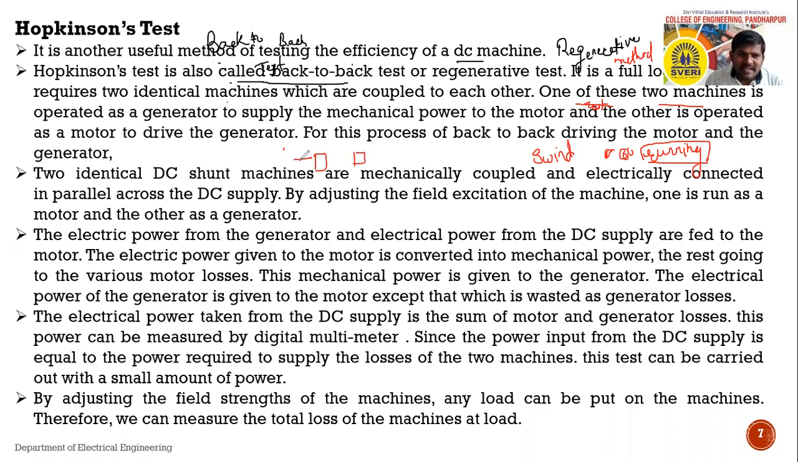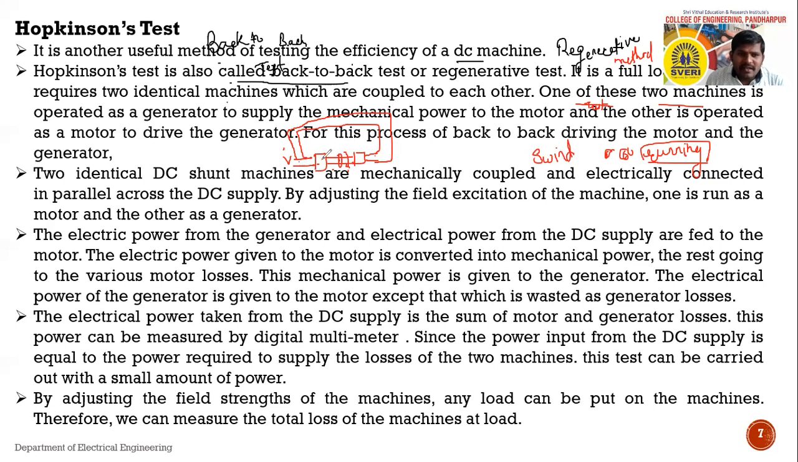Suppose this one is the motor, this one is the generator. If we give supply voltage to the motor, it will start. There is a direct coupling between the motor and generator. So if the motor starts rotating, the generator will also start rotating. And the output of the generator is used to feed back as an input to the top motor.